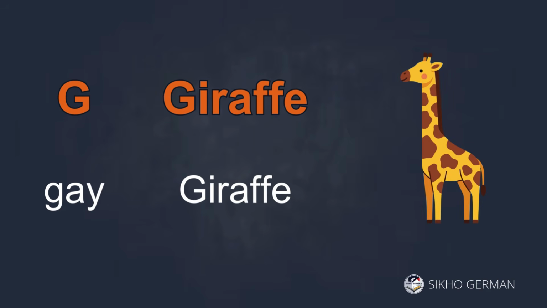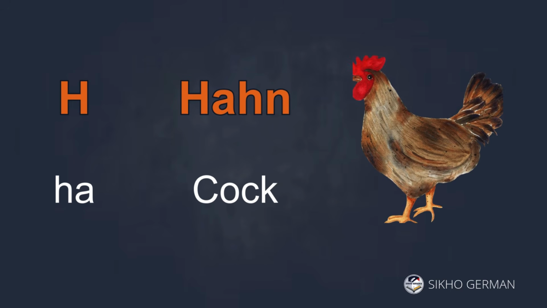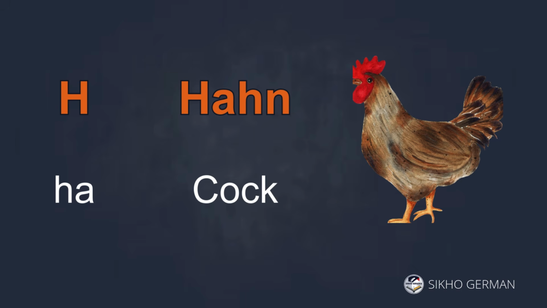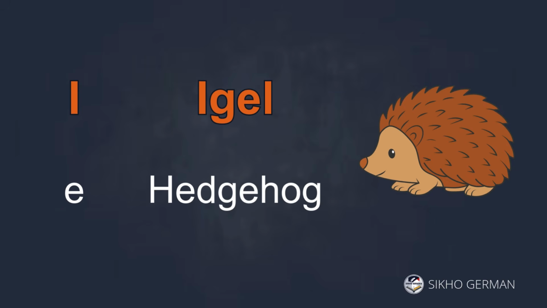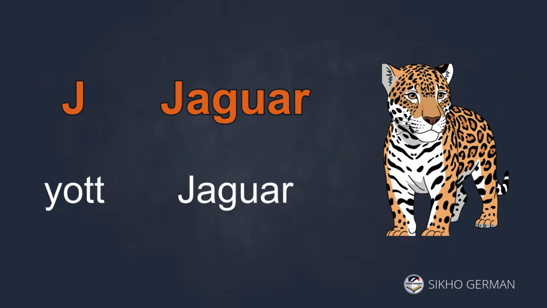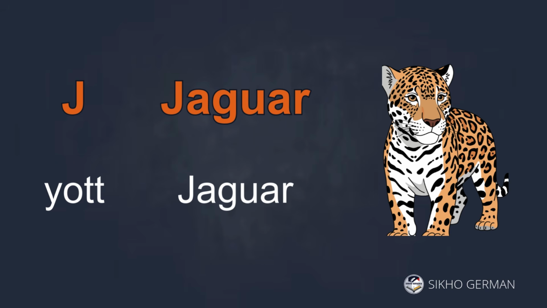G. Giraffe. Repeat. G. Giraffe. H. Hahn. Repeat. H. Hahn. I. Igel. Repeat. I. Igel. J. Jaguar. Here, J will sound like Y.